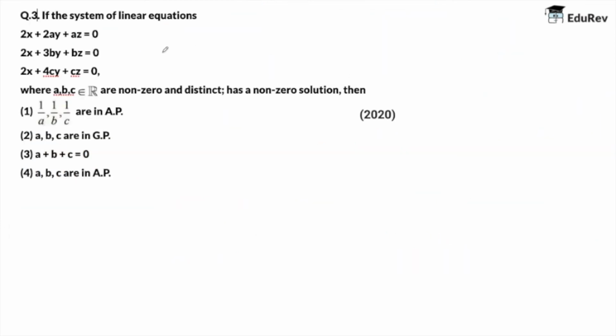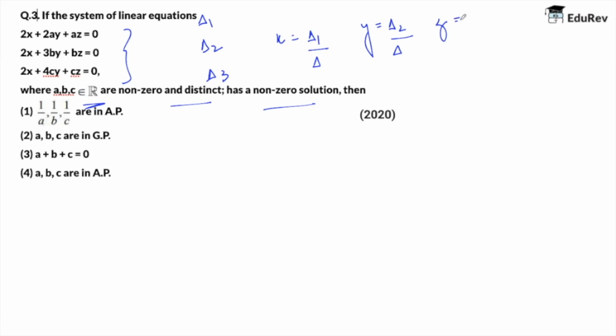The question says that we have a system of these three linear equations where A, B, C belong to real numbers and they are non-zero and distinct, and they also have a non-zero solution. Then which of these are true? Now, because D1, D2, D3 are 0, as you can see in these equations, that means delta 1, delta 2 and delta 3 are 0. Now x equals delta 1 by delta, similarly y equals delta 2 by delta, and z equals delta 3 by delta.